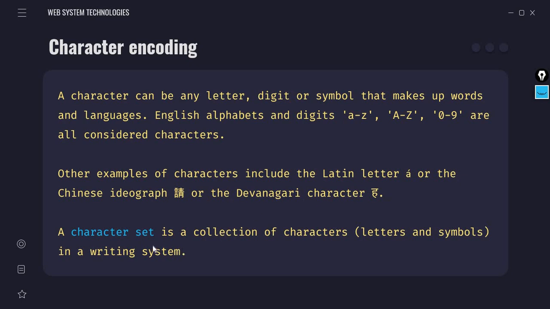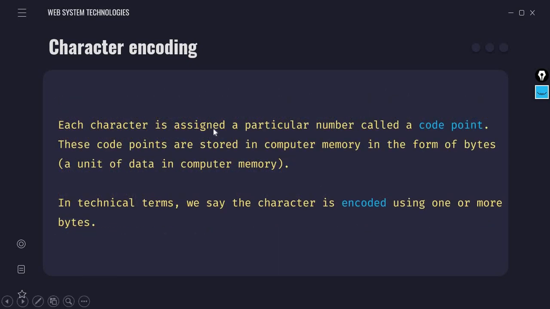A character set is a collection of characters, of letters and symbols in a writing system. Each character is assigned a particular number called a code point. These code points are stored in computer memory in the form of bytes. In technical terms, we say the character is encoded using one or more bytes.